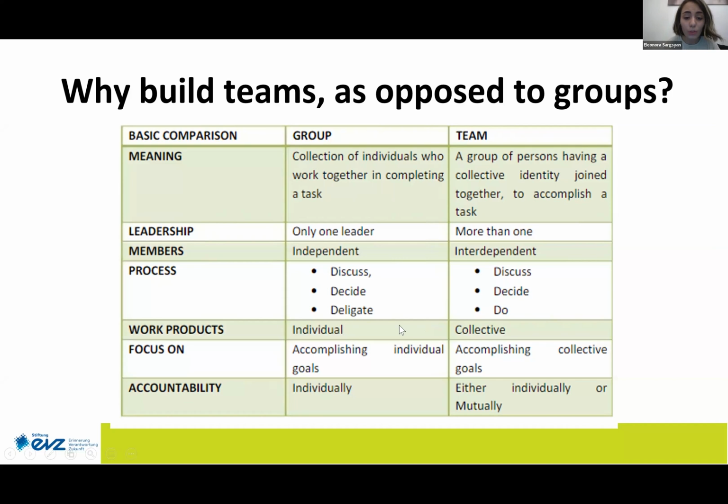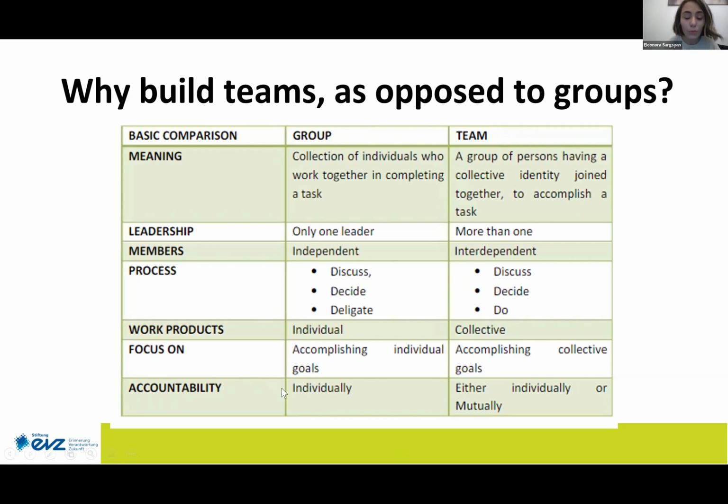In the case of work products, we have individual work products. This is very important. And in a team, we have collective work products, which doesn't mean that in teams we do not have individual ones, but we also have collective work products. So in groups, we're focusing on accomplishing individual goals. This makes them independent. And in teams, we're focusing on accomplishing collective goals. We have a collective vision, we have collective problems to solve.